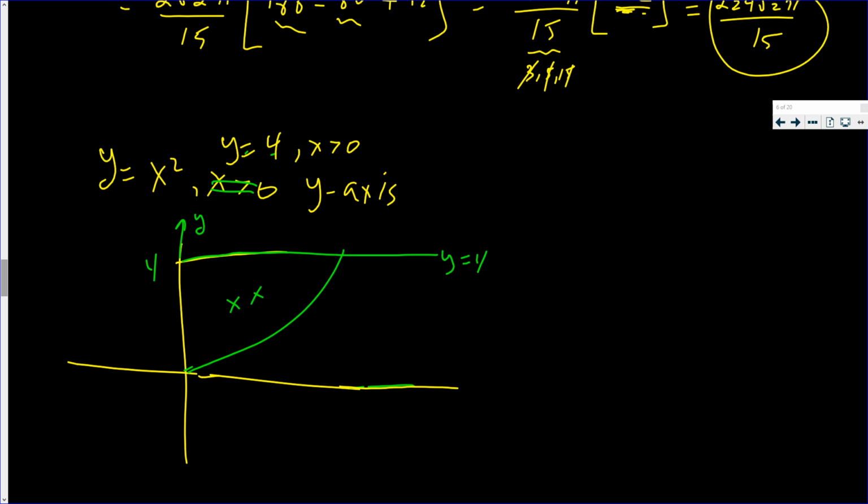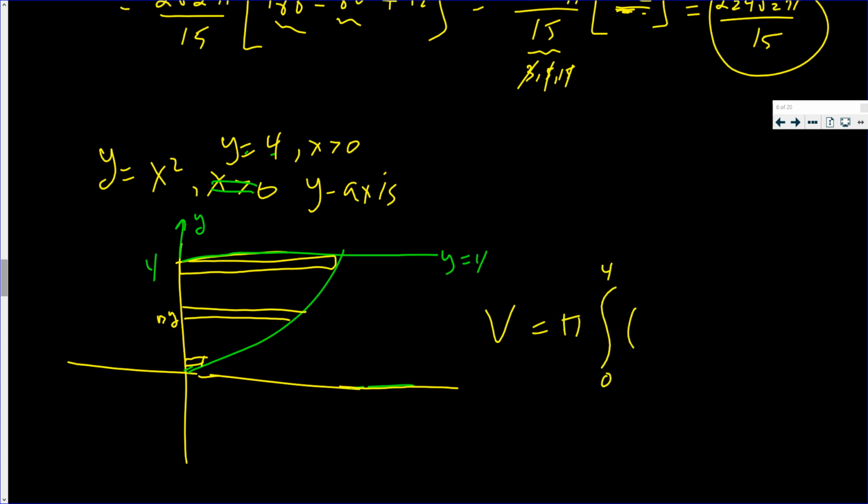Well, the y-axis is vertical, so we're going to put our strips horizontally. Ooh, that's a delta y. Okay. And notice that the lowest strip is y equals 0, and the highest strip is y equals 4. So the volume is going to be pi times the integral, y goes from 0 to 4, of the radius squared dy.